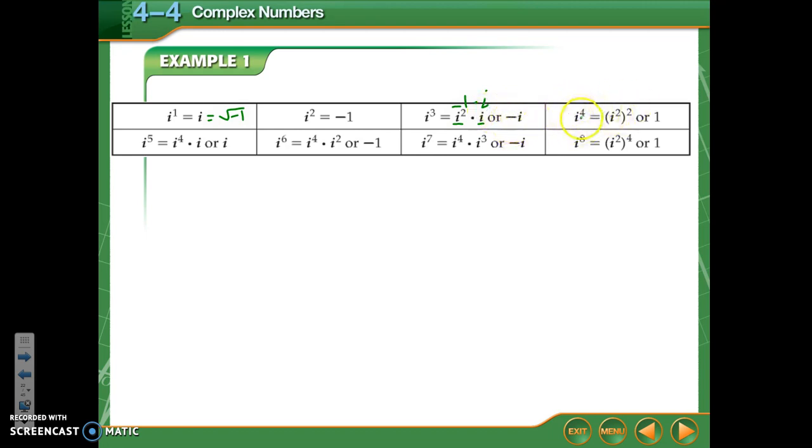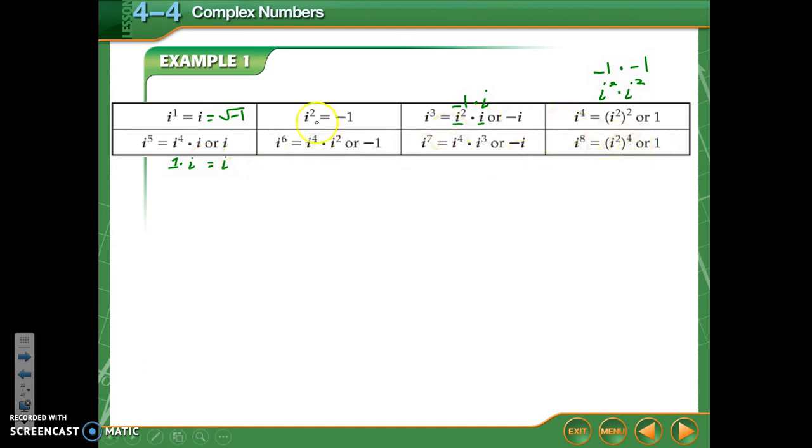i to the fourth is the same as i squared squared, or you could think of it as i squared times i squared. Well, i squared is -1, and i squared is -1. -1 times -1 is +1, or -1 squared is +1. i to the fifth is i to the fourth times i. Well, over here we learned that i to the fourth is +1. +1 times i is just i, and so on.